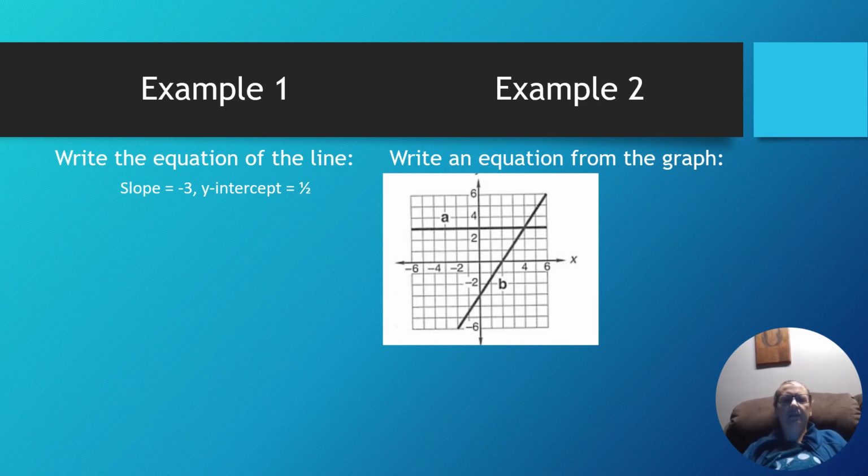Let's go ahead and start our examples for today. So we want to write an equation of a line with a slope of -3. So that means our m is -3. And our y-intercept is 1/2. So our b is 1/2. So I have y equals m, which is -3, x plus b, which is 1/2.